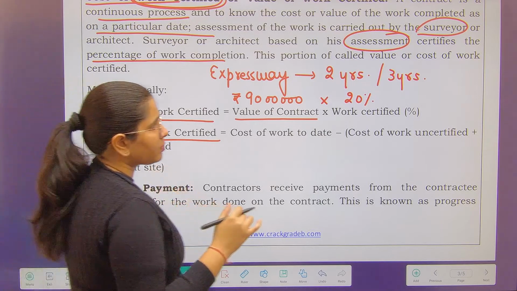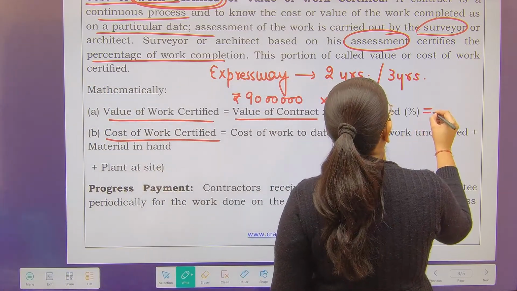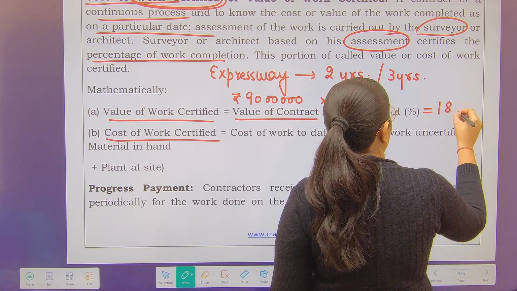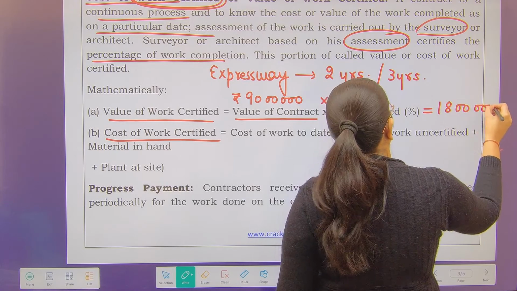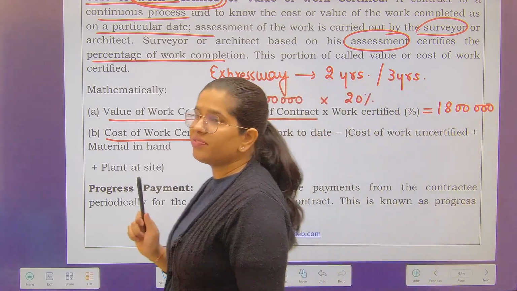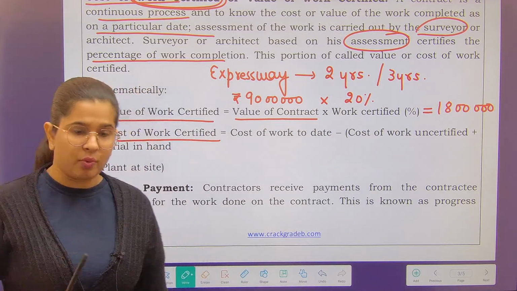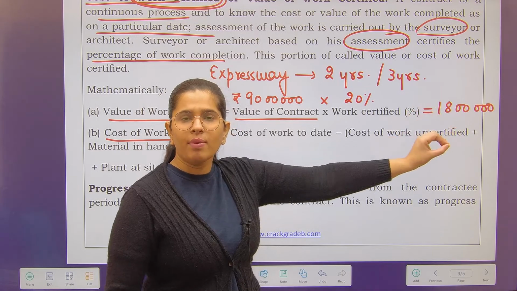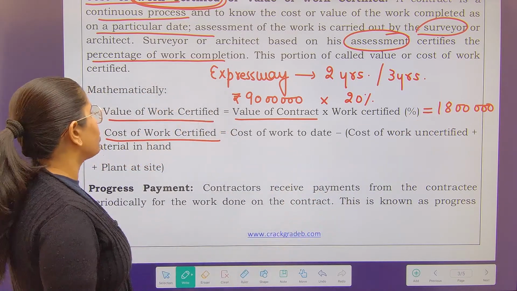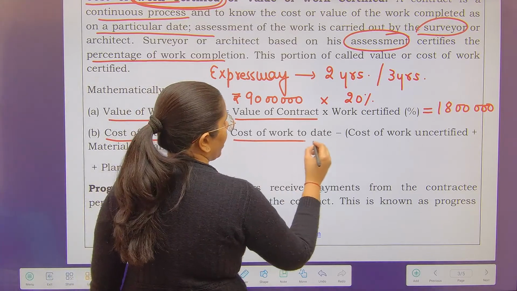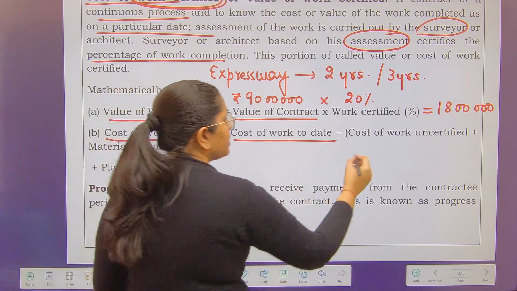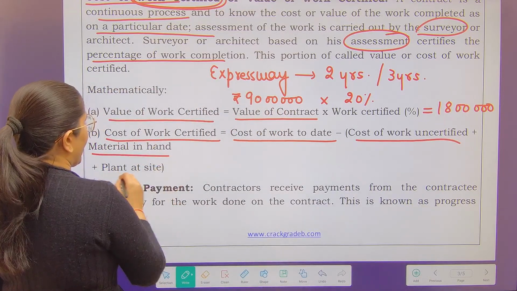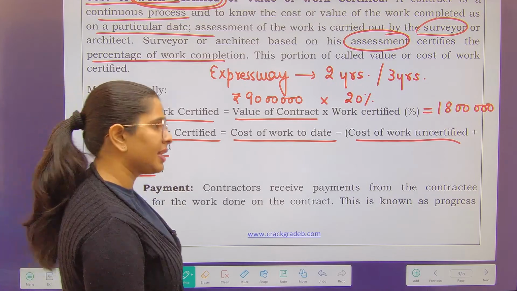Now this is the revenue that you will be earning. 18 lakhs is the revenue because I have multiplied with the value of contract. This is my revenue. I have to find out how much cost I had to incur in order to earn this 18 lakh. So whatever cost you have incurred till date, less cost of work uncertified and material in hand along with plant at site.